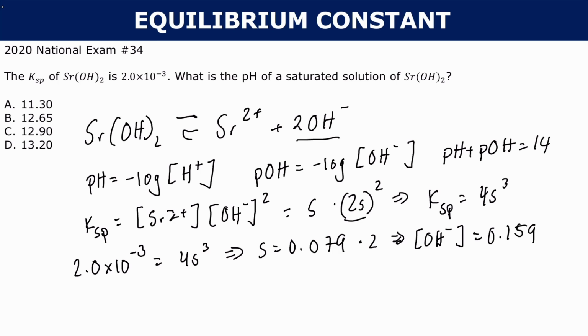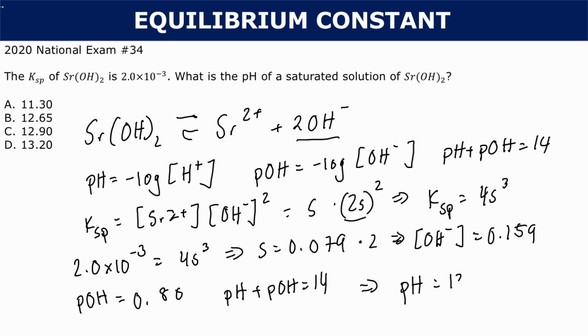Remember, pOH is the negative log of the concentration of OH. So pOH is going to be about 0.80. And now we can use this relationship where pH plus pOH equals 14 to say that our pH is going to be 13.20, which is answer choice D. And that is correct. This step right here, where we relate the concentrations to the KSP value, is probably the most important part of this problem.